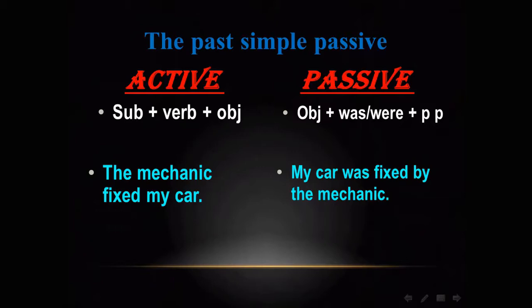يبقى دي active form مبني معلوم، دي passive form مبني مجهول. Active form subject، passive form object. Active form the verb in the tense، passive form was or were plus the past participle.